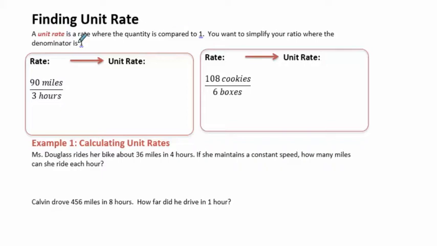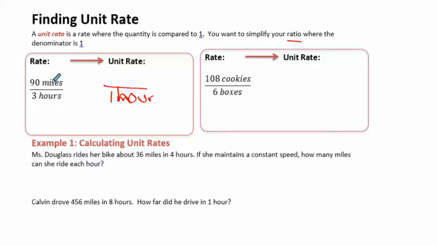So a unit rate is when a rate or ratio is compared to 1. So you want to make sure that your ratio or your fraction is always simplified down to 1. So what I mean by this, if I have a rate, let's say you drive 90 miles in 3 hours. The unit rate, I would always want a denominator of 1. So I want to figure out how far I can go in just 1 hour, okay?